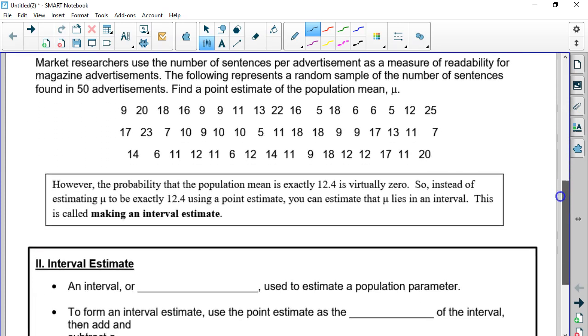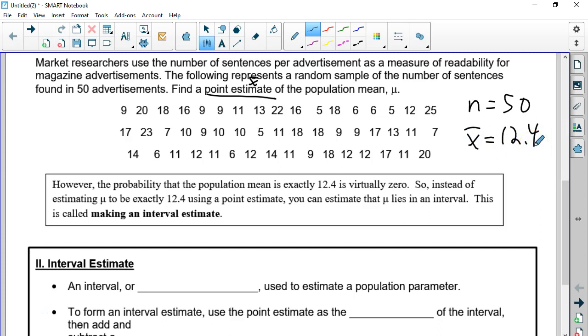So, market research has used the number of sentences per advertisement as a measure of readability. They took a random sample of the number of sentences from 50 advertisements. Find a point estimate, also known as the average, for the population mean. If you take all these numbers, put them into your calculator, run your stats, you'll see that n is 50, we know that, and our point estimate, or our mean, our average, is 12.4.